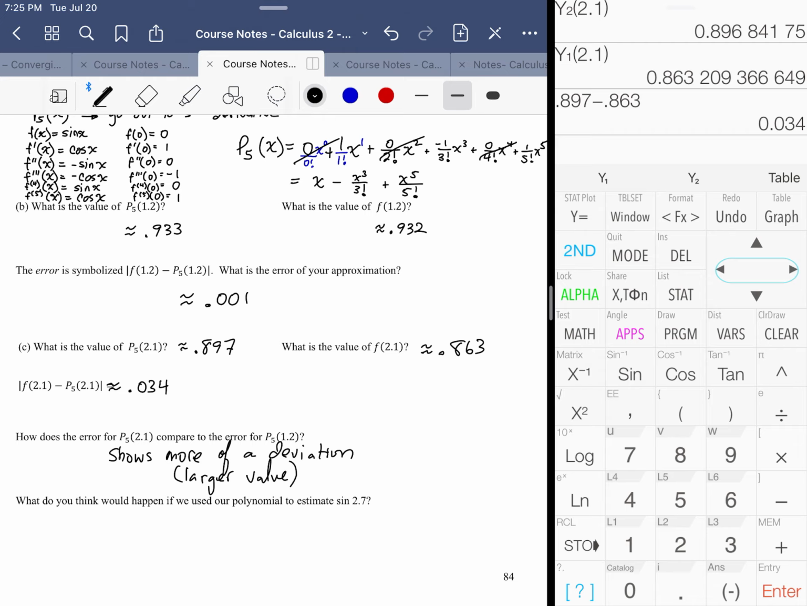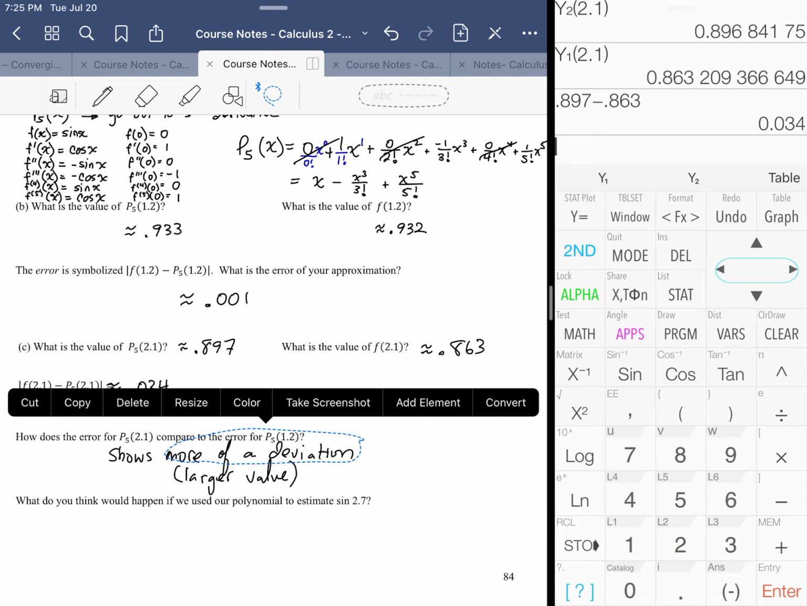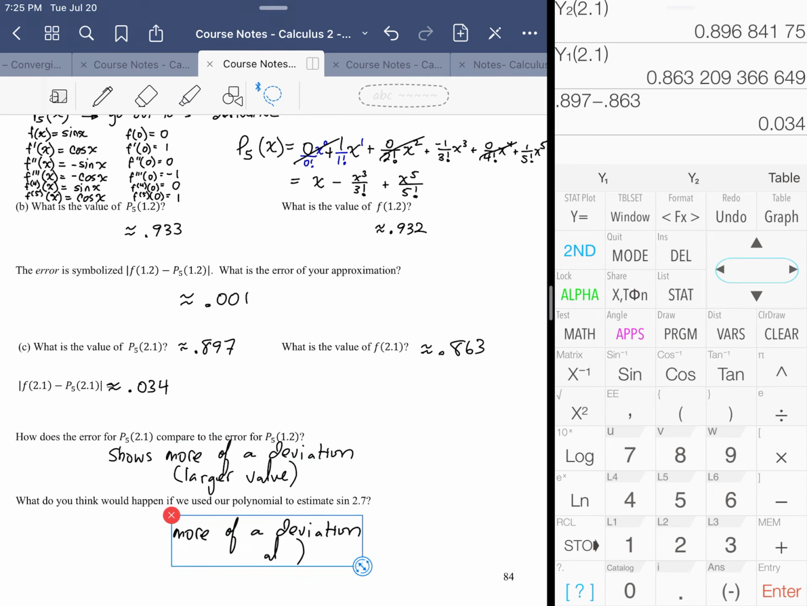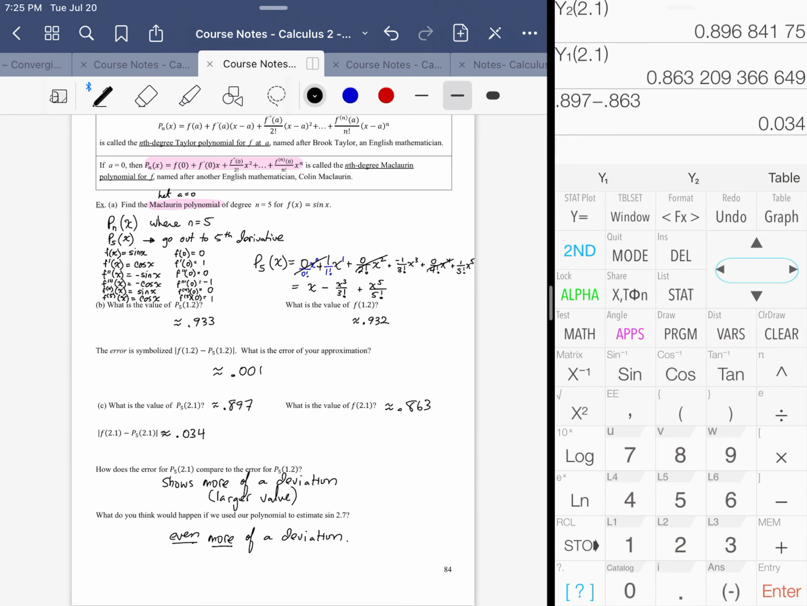What do you think would happen if we used our polynomial estimate for sine of 2.7? It's going to be even more of a deviation, right? It's even further away from the a value. Even more of a deviation. All right, but at a minimum, we have a way in which we can come up with a polynomial, at least over a certain interval, that would be an effective model for the trigonometric function.